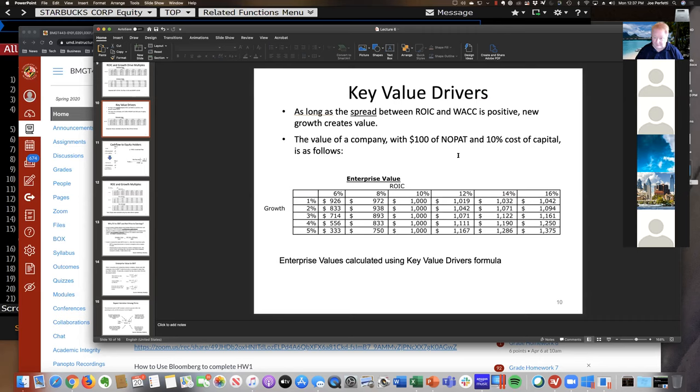So for example, I have $100 NOPLAT, 10% WACC, 10% ROIC. It doesn't matter what the g is because it is zero spread. I don't create any value. This is the treadmill. These are the NPV zero projects. Just the math played out. Again, if my spread's negative, ROIC less than WACC, I would be destroying value. The more I grew the negative spread, the more value I would destroy. This is positive value. Again, the more I grew a positive spread, the more value I would create. And this is the table playing out the formulas.